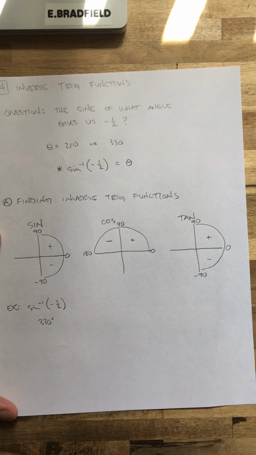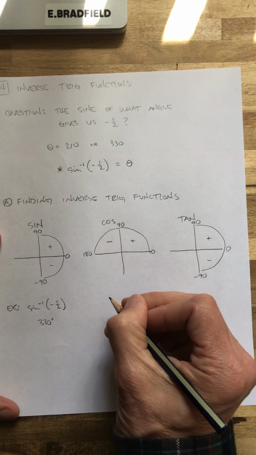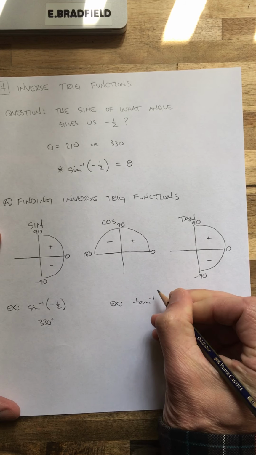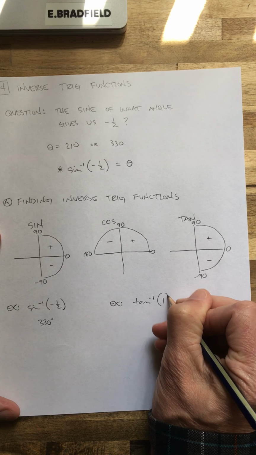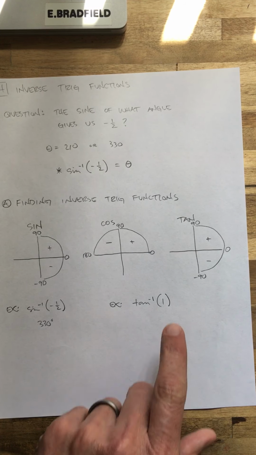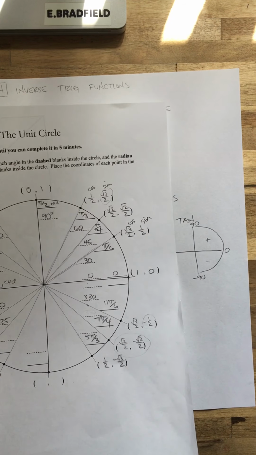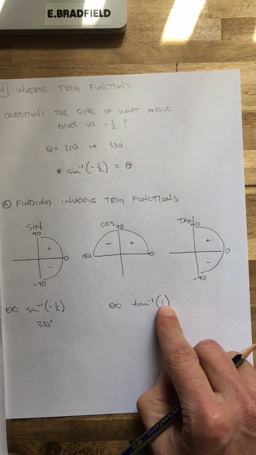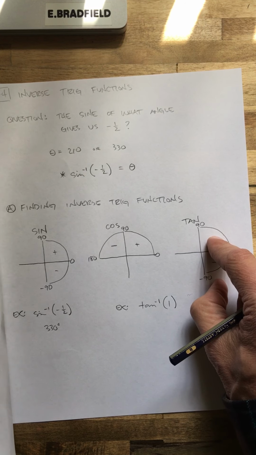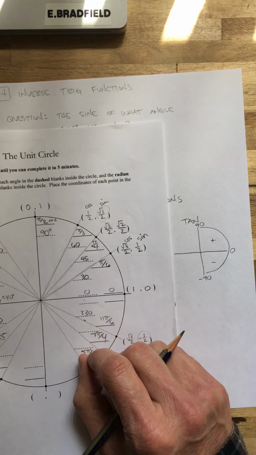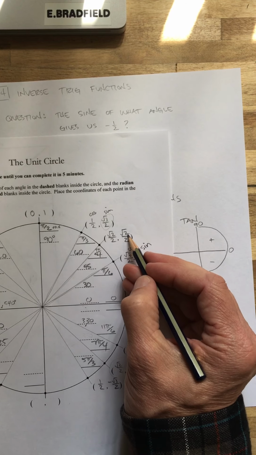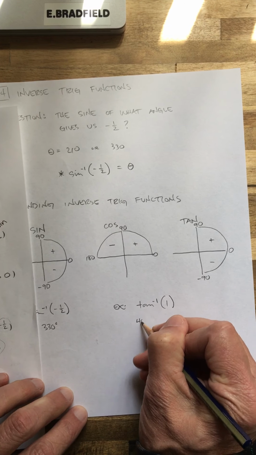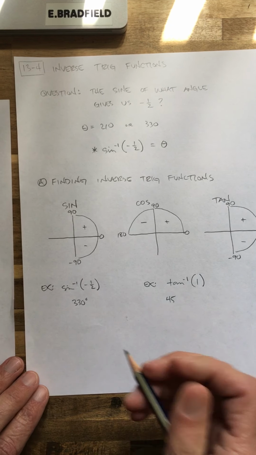Let's try the tangent. The inverse tangent of 1. It's positive, right? The ratio is a positive 1, so we're going to look up here. Which angle gives us a ratio of 1? Well, it's radical 2 over 2 over radical 2 over 2, so that's 45.